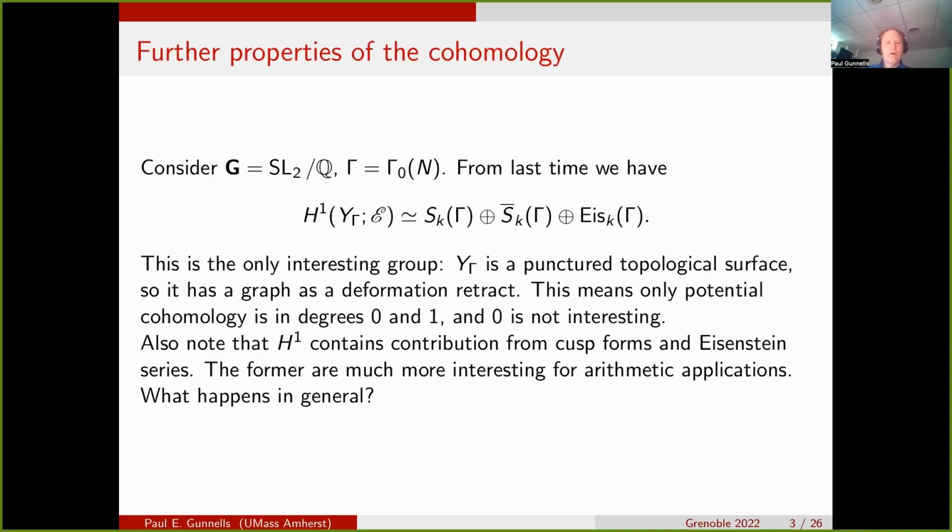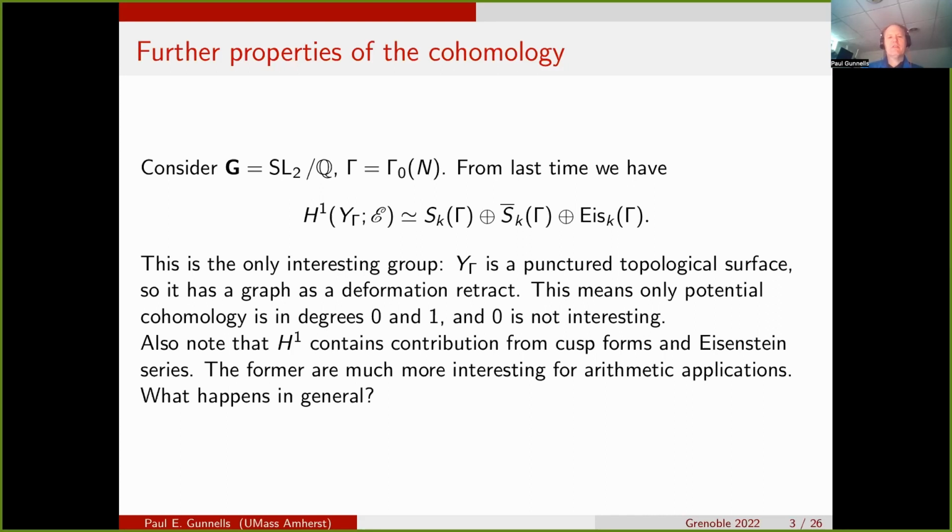Okay, so I want to talk about some further properties of cohomology, and there will definitely be some overlap with what Luke was saying today, but maybe it doesn't hurt to see it again. So again, let's look at SL2 over Q with this standard Hecke congruence subgroup. And we know that H^1 is isomorphic to a sum of the cusp forms and their conjugates and the Eisenstein series. And for SL2 over Q, H^1 is the only interesting cohomology group.